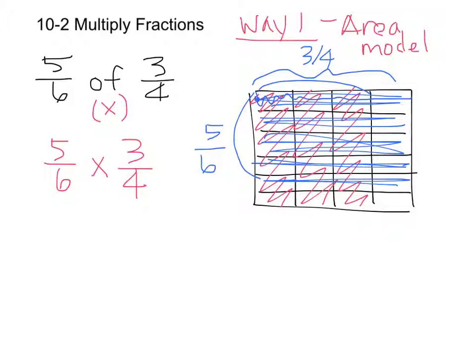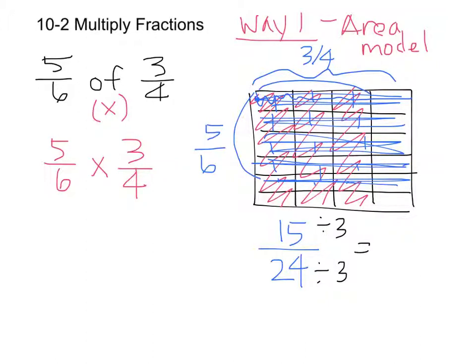Let's count it up. Here we go. 1, 2, 3, 4, 5, 6, 7, 8, 9, 10, 11, 12, 13, 14, 15. So I have 15 out of a possible what? 24, because this is a 6x4. Think of array models. Okay, area models, 6x4. So out of a possible 24. Now, is that in simplest form? No. What can I divide each side by? 3. Divide each by 3.